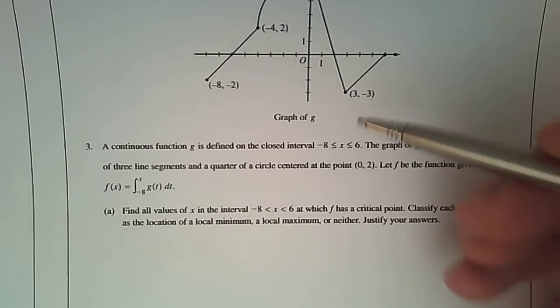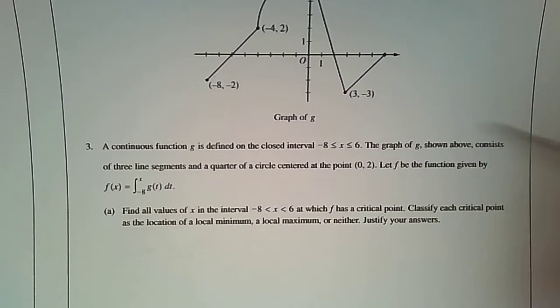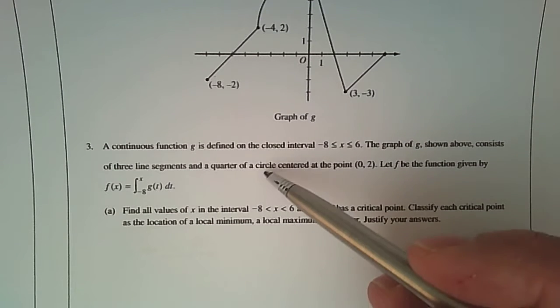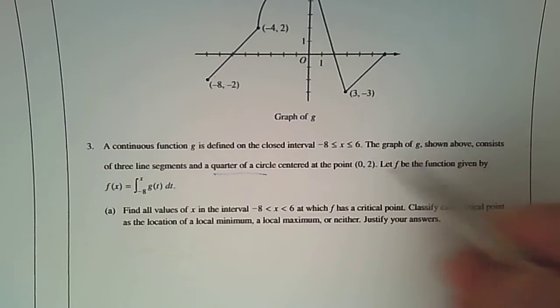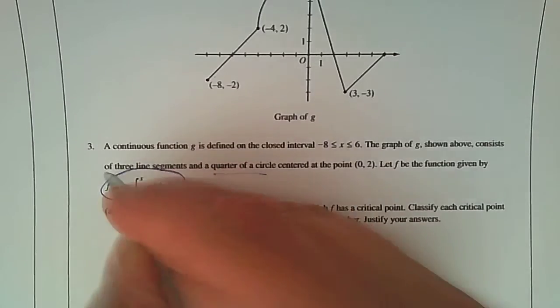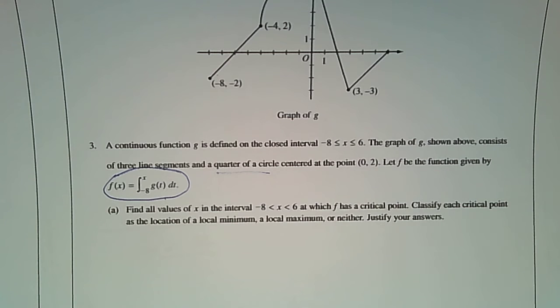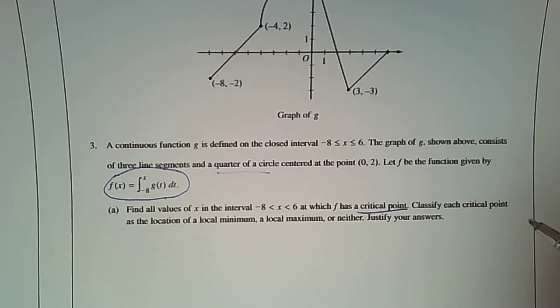A continuous function g is defined on the closed interval from -8 to 6. The graph of g shown above consists of 3 line segments and a quarter of a circle centered at (0, 2). Let f be the function given by this. So notice that f is given using this graph g. Find all values of x in the interval from -8 to 6 at which f has a critical point. Classify each critical point as the location of a local minimum, maximum, or neither, and then justify your reasons.